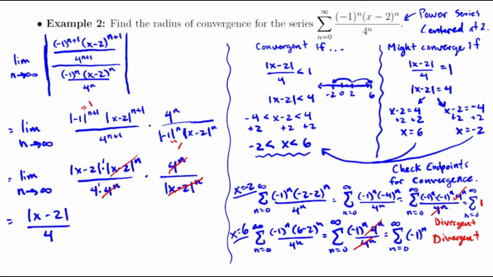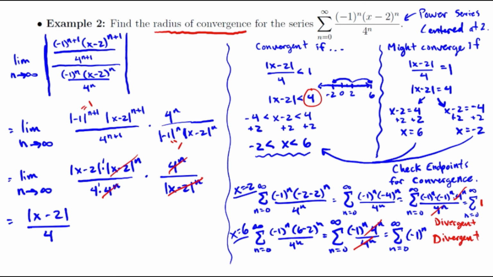And so if we want to find the radius of convergence of this series, I actually already had the answer right here: the radius of convergence is 4, because I can go 4 in any direction from 2, or rather, less than 4 in any direction from 2, and I get convergence.